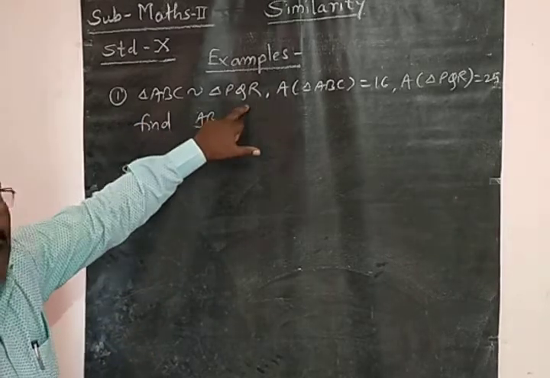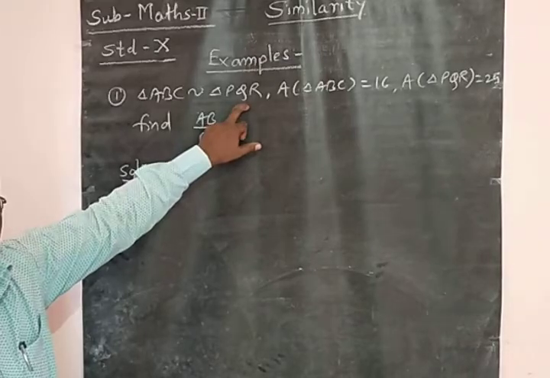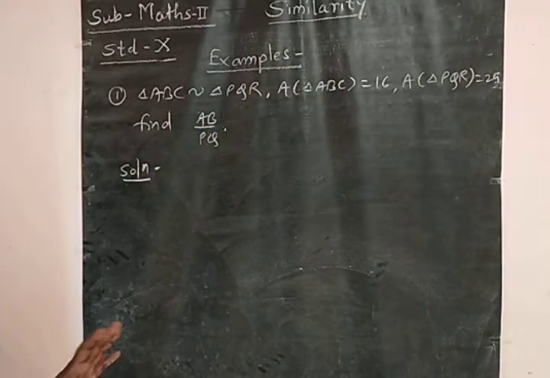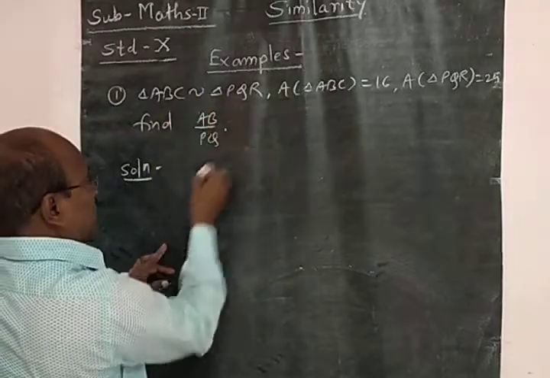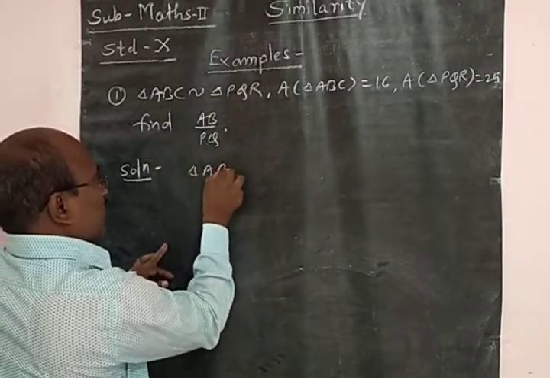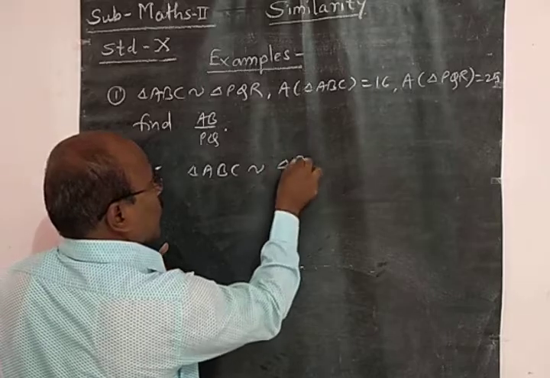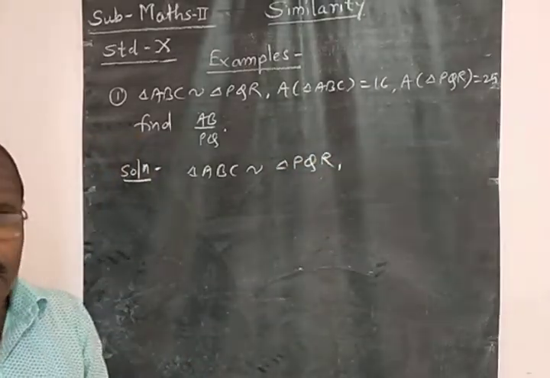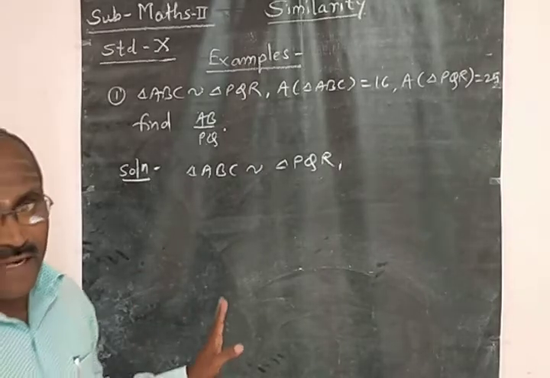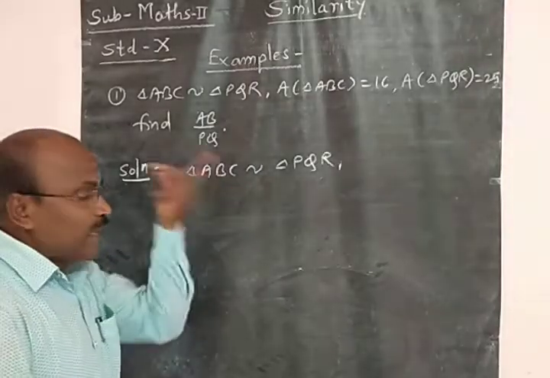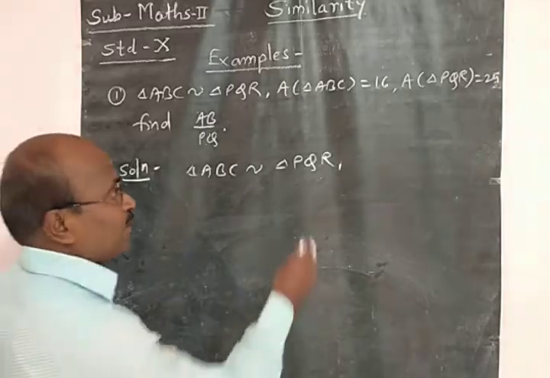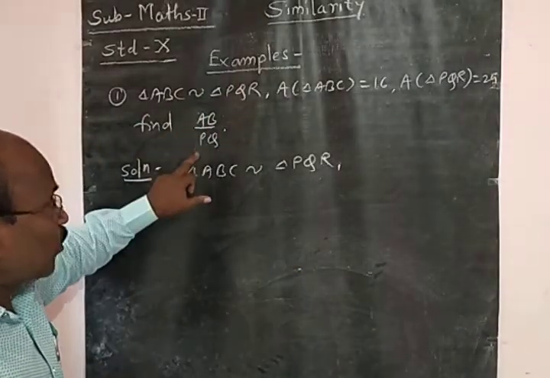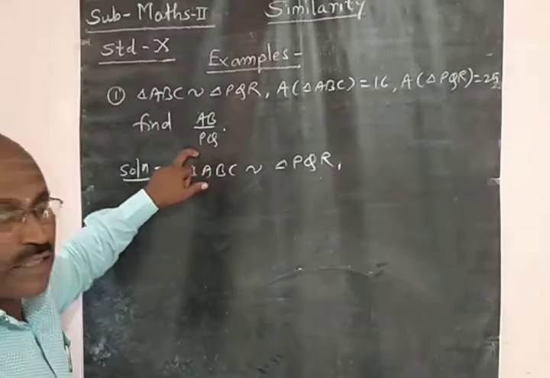Here these two triangles are similar, so we can use the theorem of two similar triangles. So write this statement as it is: area of triangle ABC similar to triangle PQR. If the two triangles are similar, then and only then you can use the theorem of areas of similar triangles. So if these two triangles are similar and we have to find the ratio of corresponding sides AB upon PQ, then you can use the theorem.